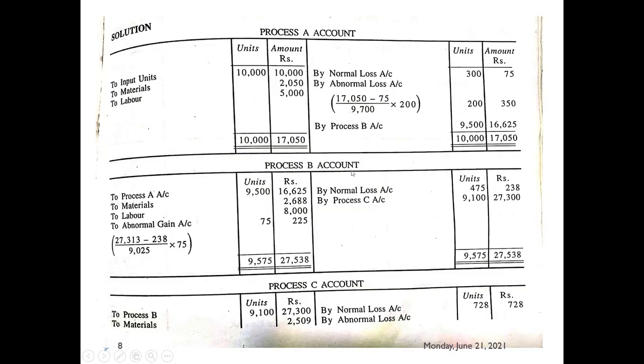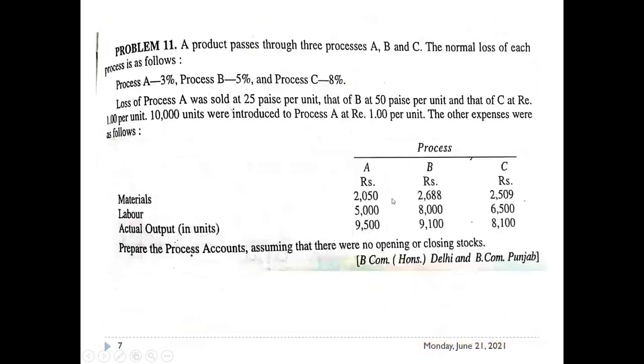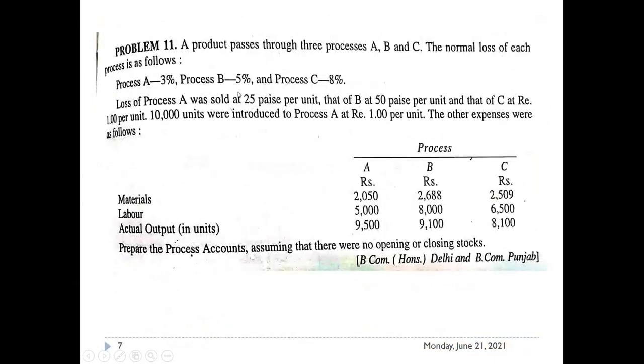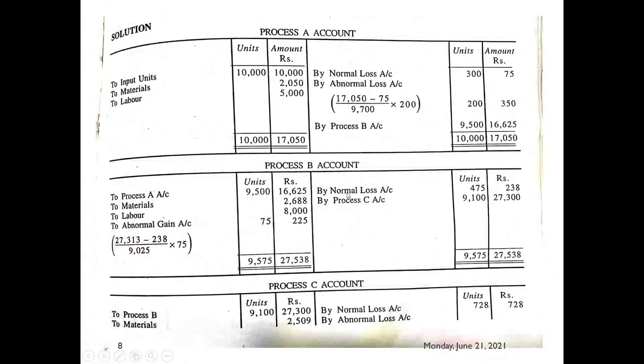Next, you prepare the process B account. First, transfer this amount from process A at the rate of 1.75, 9,500 and 16,625. Then to material, to labor, 2,688 and 8,000. By normal loss, how much? It is 5% of input. So input 9,500, so 5% is 475. Scrap value is given as 50 paisa per unit, so at the rate of 50 paisa it will be 238.